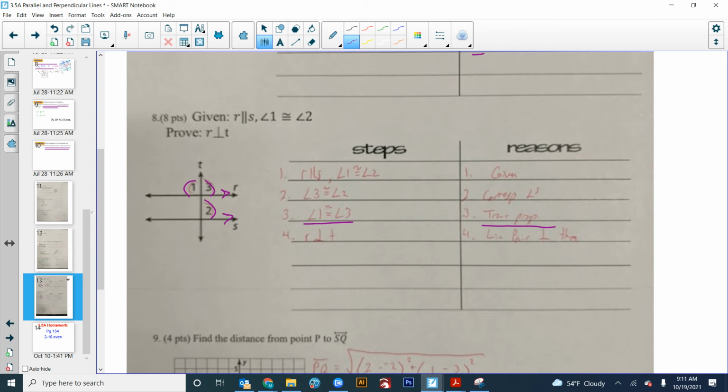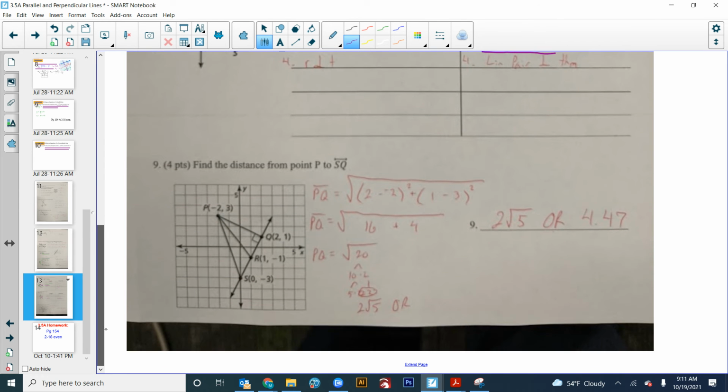And the last one, just the distance formula. You guys did really well. 4.47 is what most of you had, or 2 radical 5. Any questions for me on that quiz? If there's one that maybe you weren't comfortable asking in front of the class, I'd be happy to answer it for you.